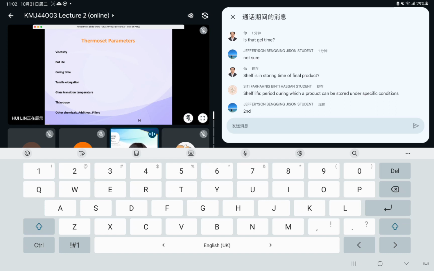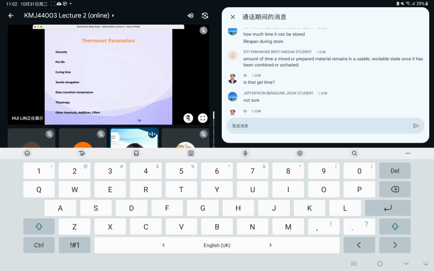So what is pot life? Then Honey says it is the amount of time a mix prepared remains in a suitable workable state once it has been combined or activated. Hanis, are you meaning that this is pot life? Very good. Hanis has mentioned this.